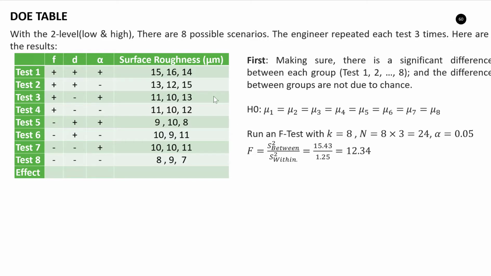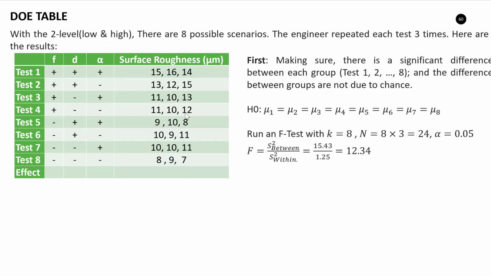Obviously, looking at these values just visually, you may get to the same conclusion that the variance within each group is very small. Look at treatment 1, 15, 16, 14. Look at, for example, treatment 7, 10, 10, 11, or each of the others. You will realize the variance within each treatment is very small. It's maybe in a range of 1. It's very small.